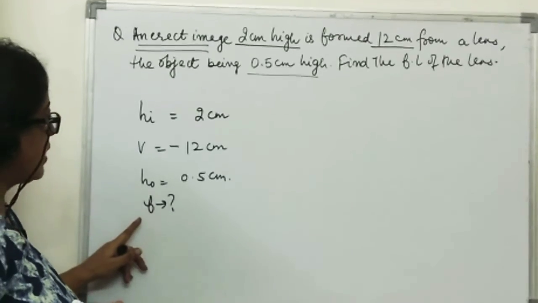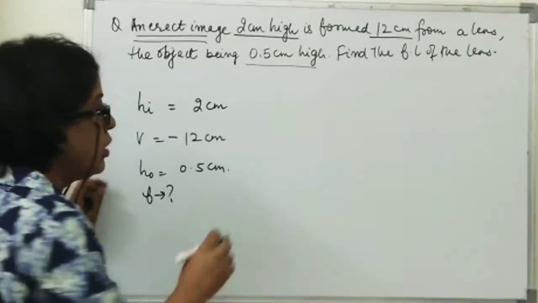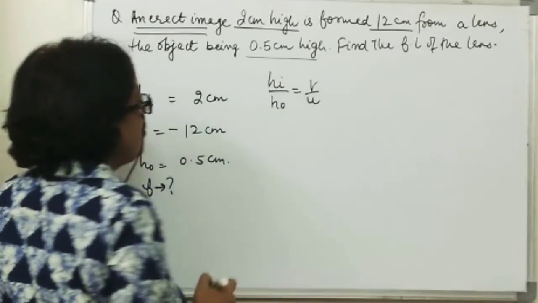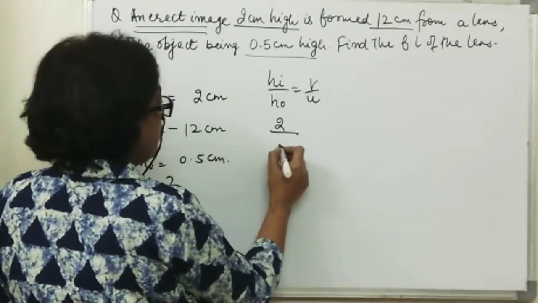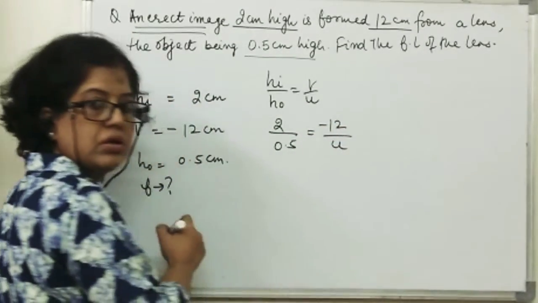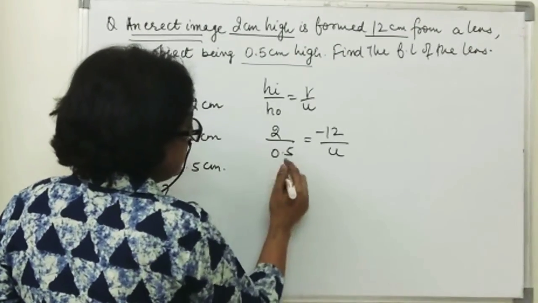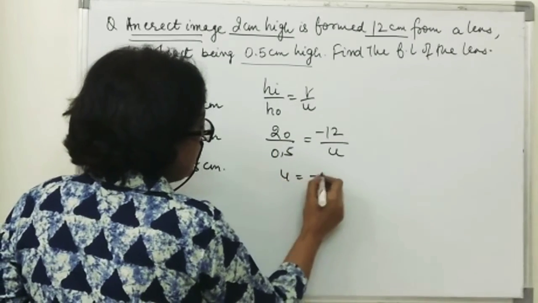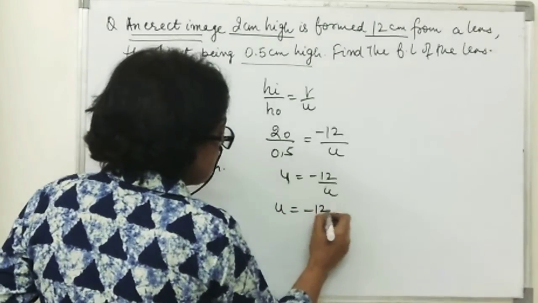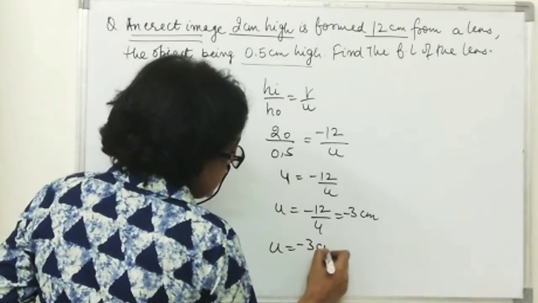We can find f if we have v and u from the lens formula. We are not given u, so first we will find u, and we know hi by ho is equal to v by u. This is the formula we know. So we have 2 by 0.5 is equal to v, which is minus 12, by u. On the left hand side we get 4 is equal to minus 12 by u. We cross multiply, u is equal to minus 12 by 4, which is minus 3 centimeters. So u is minus 3 centimeter.